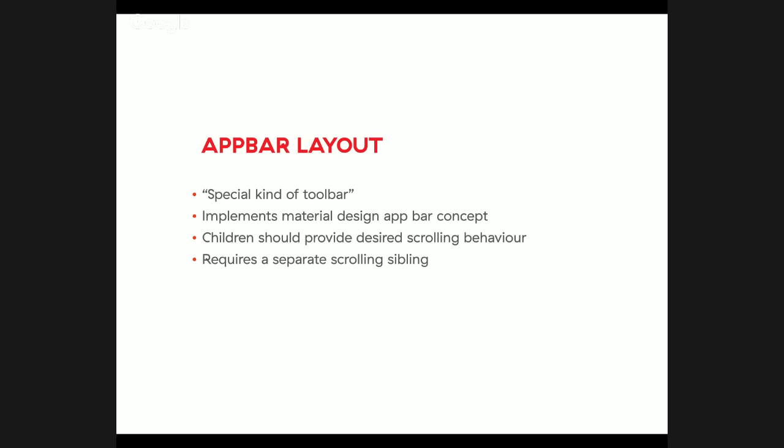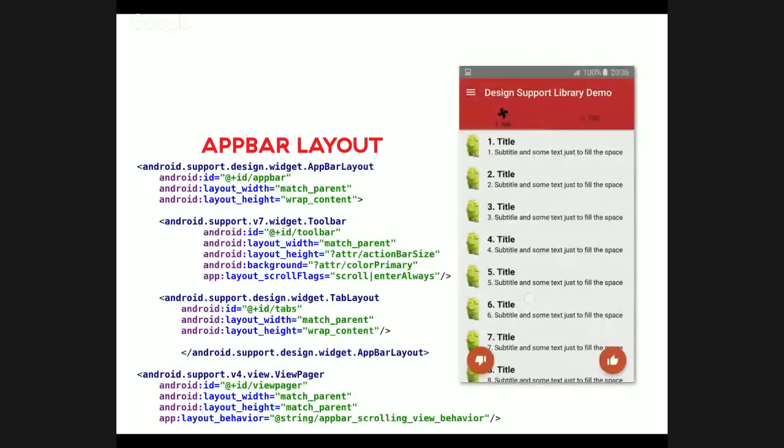The last two are the app bar layout and the collapsing toolbar layout. The app bar layout, formerly referred to as an action bar, is a special kind of toolbar that's primarily used for branding, searching, navigation, and things like that. This is the example usage of it.